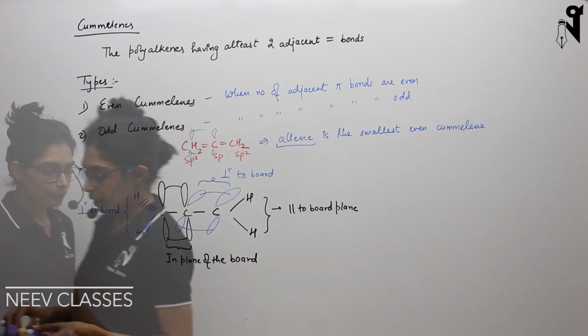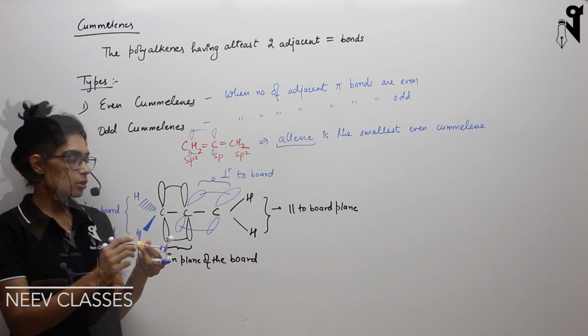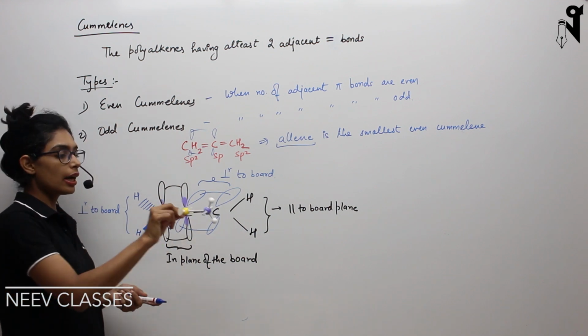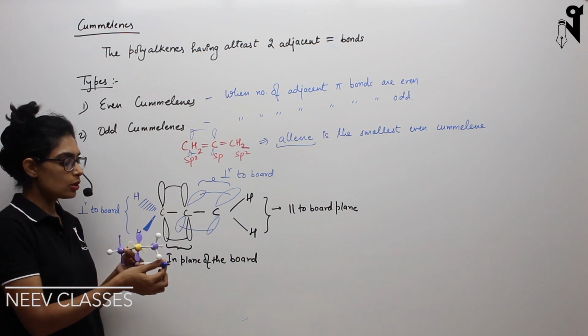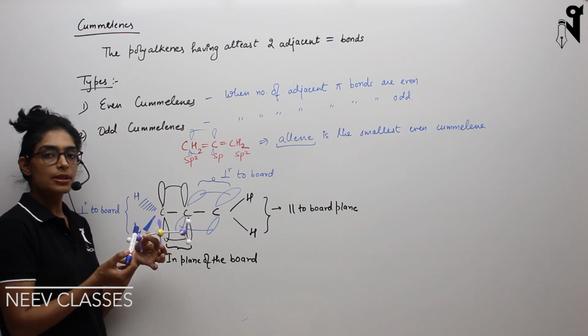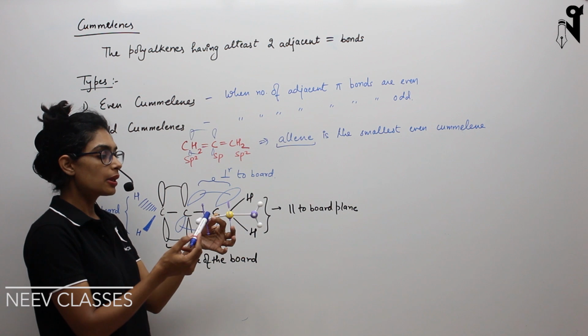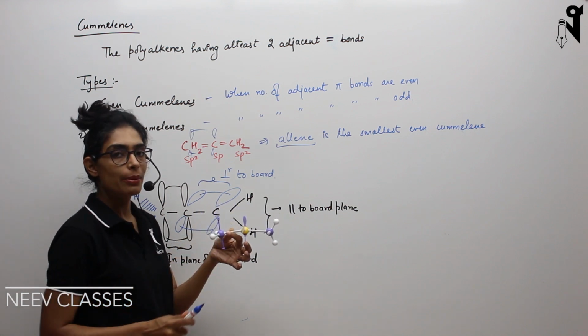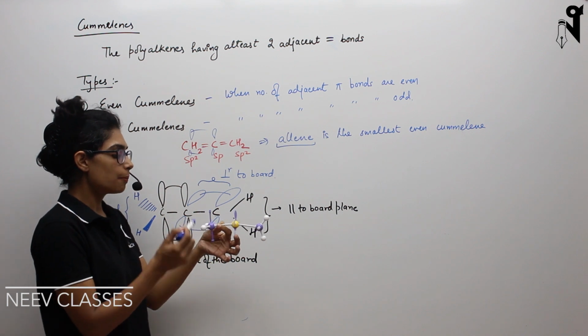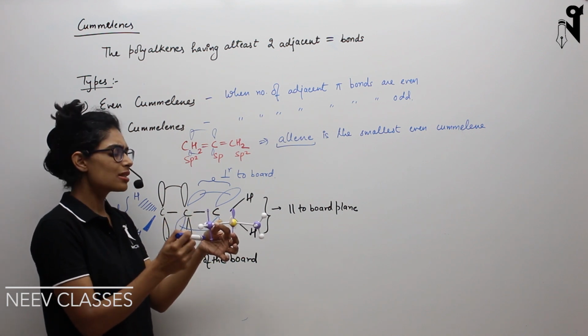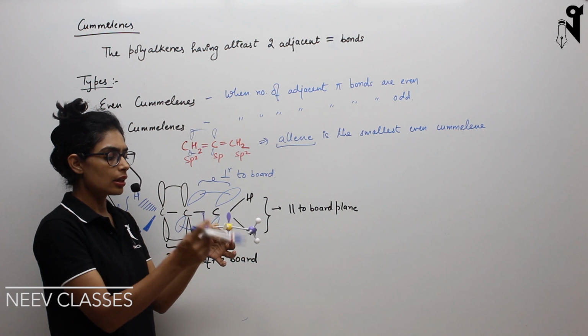So let me take an example over here. What I have drawn, I have shown it here also. If you carefully look at it, these three carbons, the purple carbons, are sp2 hybridized, whereas the yellow carbon is sp hybridized. Now this is a p orbital, assume, and this is another p orbital.